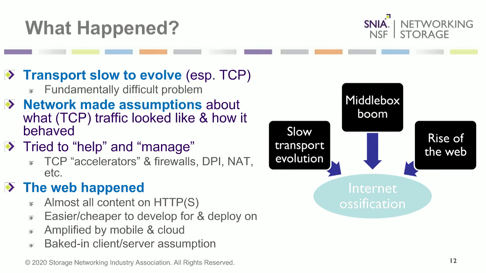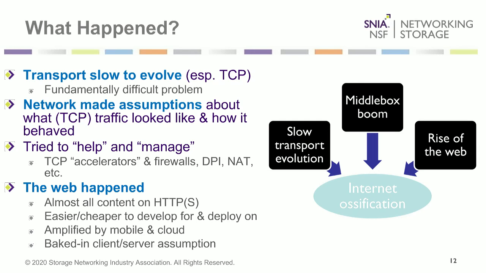So there's a whole bunch of things that contributed to this problem, right? One is that the transport layer is really slow to evolve, especially TCP. It's a really difficult problem, and I have a more detailed slide on that. But basically, we are really at the end of TCP's evolution because we're hitting some hard limits that are very hard to get around and make progress on.